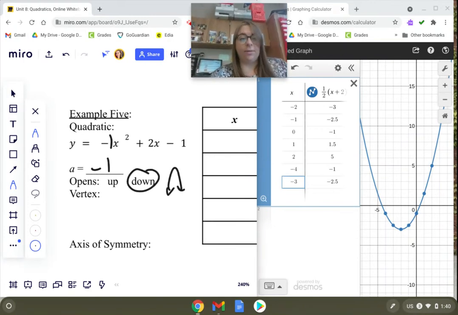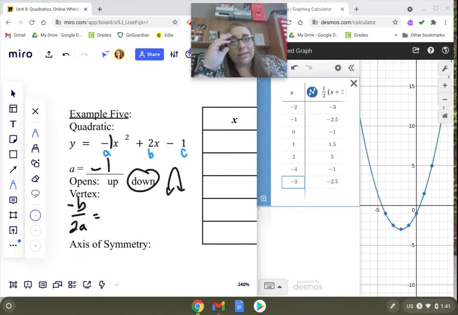So now I want to take a look at my vertex. Again, I want to follow the form of negative b over 2a. If I'm looking at the formula that's given, I know that a is negative 1, b is 2, and c is negative 1. Those signs matter. If there's a minus in front of it, treat it as a negative number.